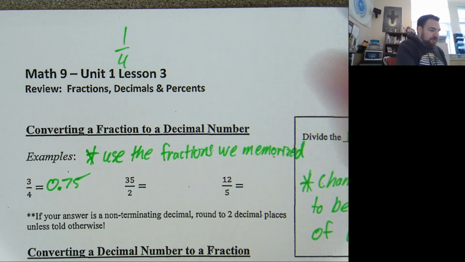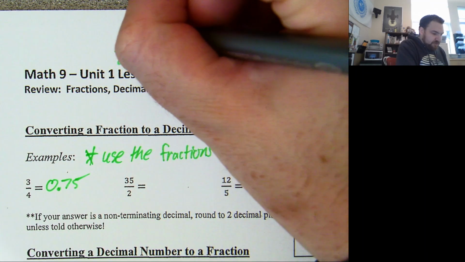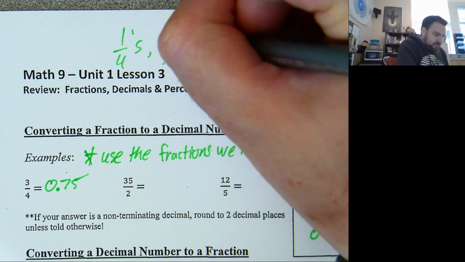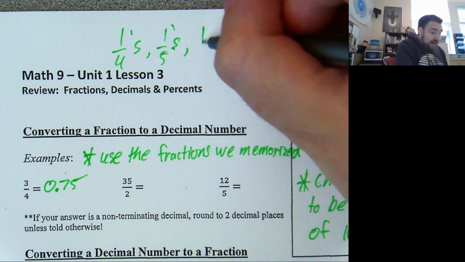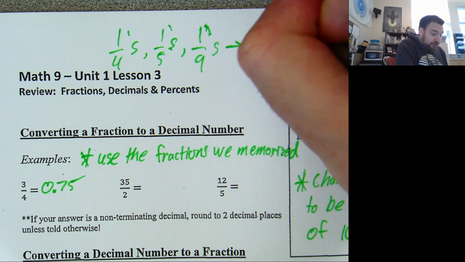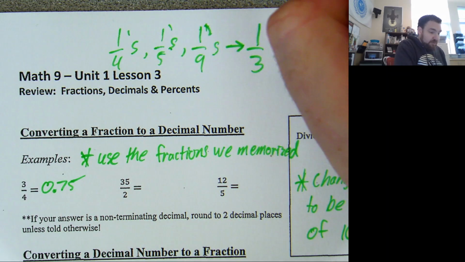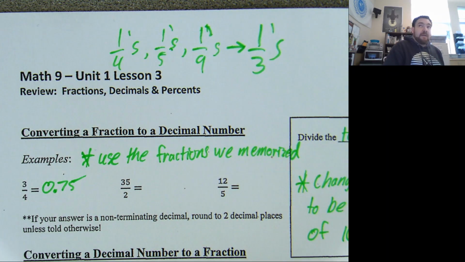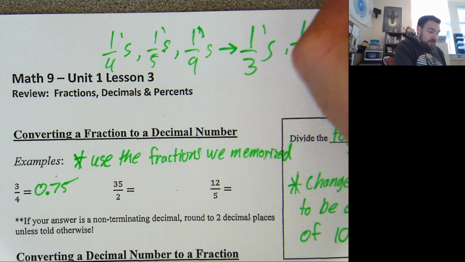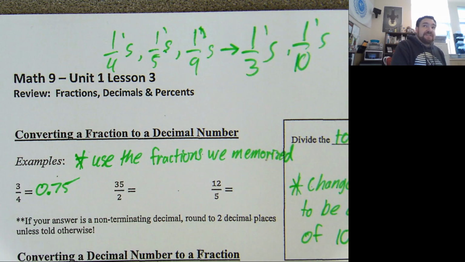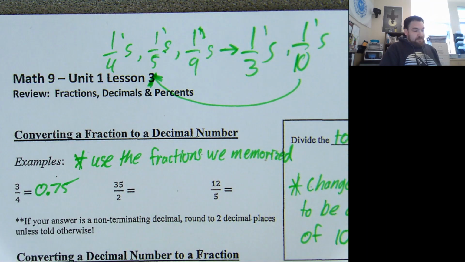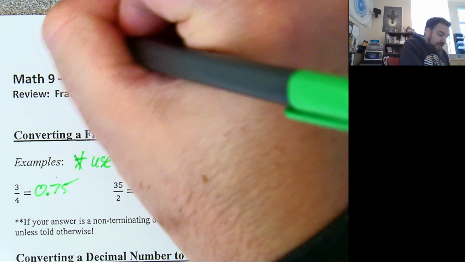I'll write down the ones that we reviewed. You should know the quarters. You should know the fifths. You should know your ninths because they're super easy. The ninths actually will give you the thirds. The tenths are nice and easy. And the beauty of the tenths is that the tenths actually go back and give you the fifths. The quarters will go and give you the halves.